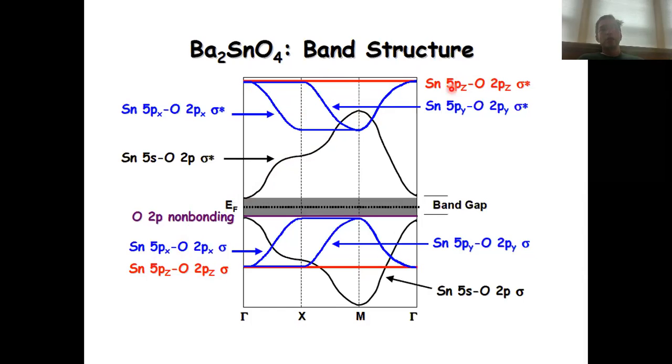So that means that our Fermi level must actually be between, well, here is the 2p non-bonding orbitals, and here the 5s O2p sigma star band. Yes, question.